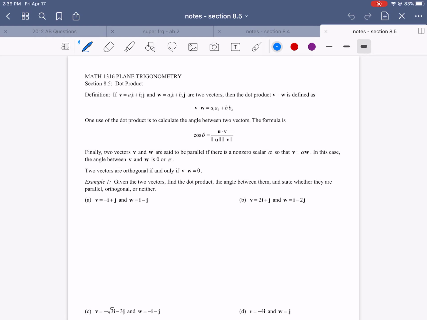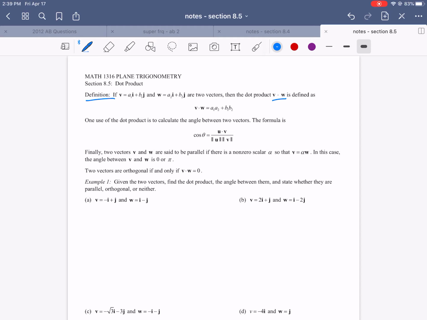Okay, in section 8.5, we're going to discuss the dot product of two vectors, which is going to give us a lot of useful information about the vectors. By definition, if we have two vectors, v = a1 i + b1 j and w = a2 i + b2 j, then the dot product, read as v dot w, is defined as the following.